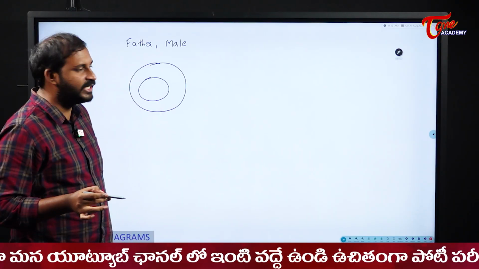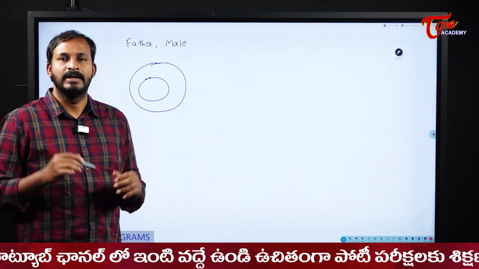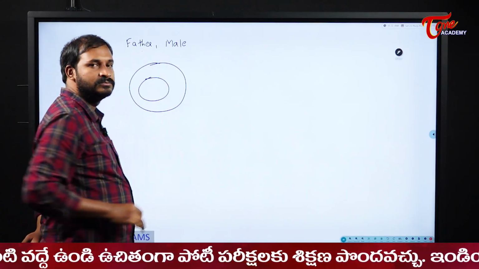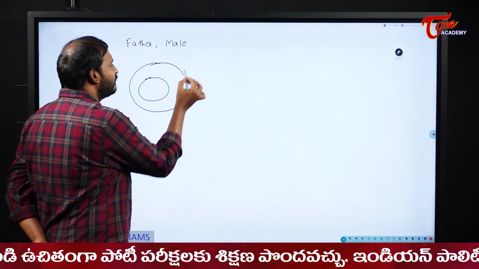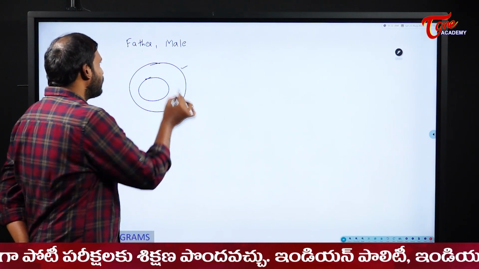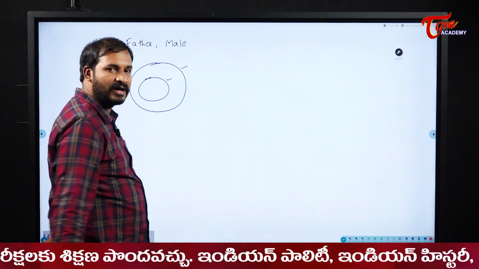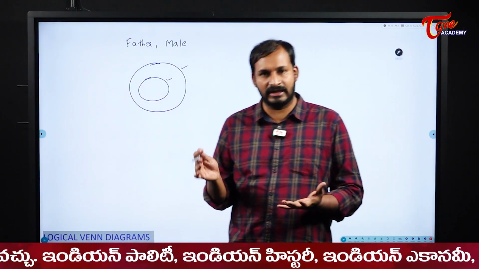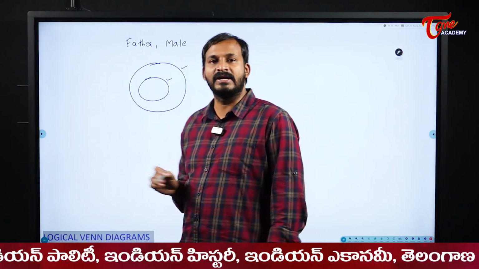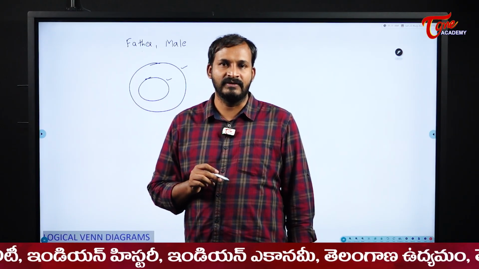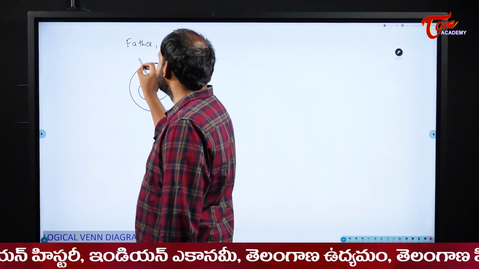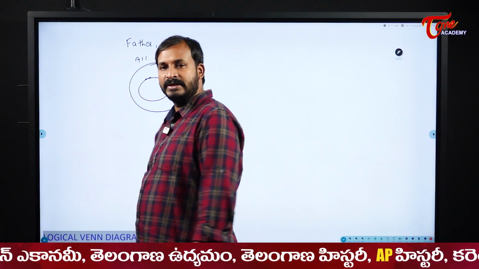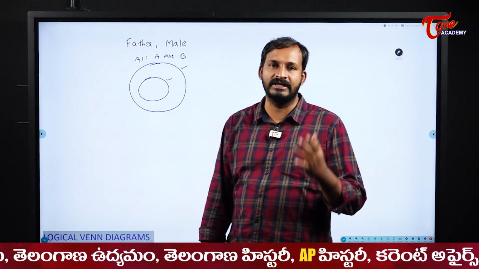Here they will not indicate what is father and what is male, but we should know by default what is the largest group among these two. Male, right? So the male will be the outermost circle and the smallest group is father. So all the fathers are male, right? So if the relation is completely all relation, then we will write like this. This one we will call as all A is B. This is the Venn diagram which we will use to indicate it.